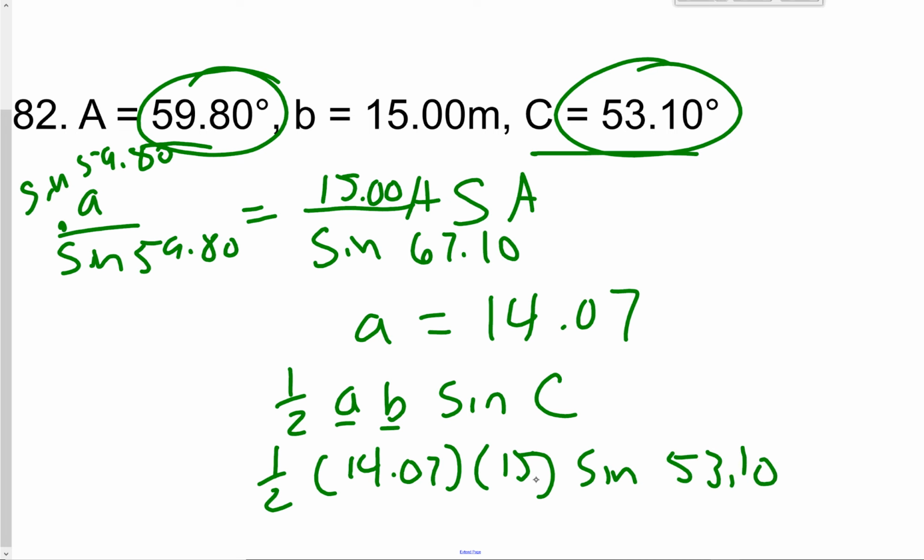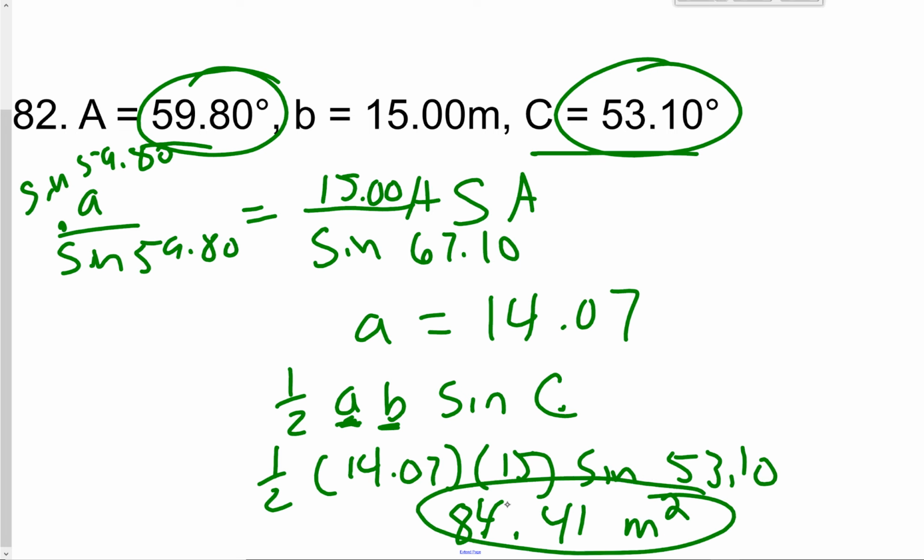And I could do the same thing. I could have done the same thing solving for side C. I would just use angle A here, side C here, still side B. Okay, so it's all fine. And I get 84.41 square meters. And so there's your answer for the area.